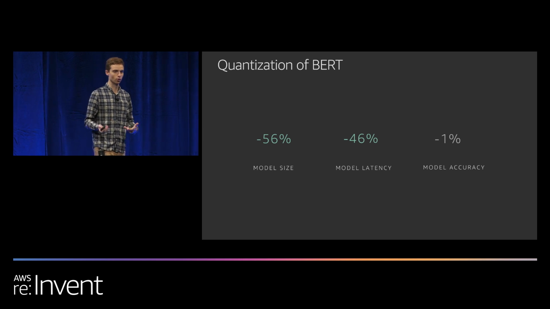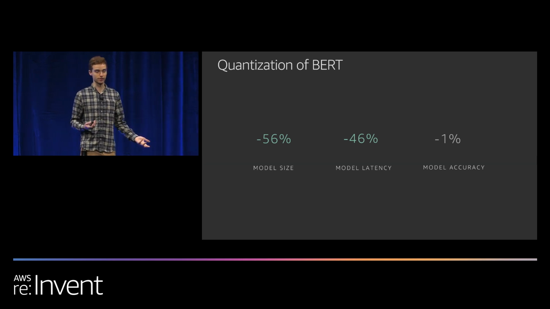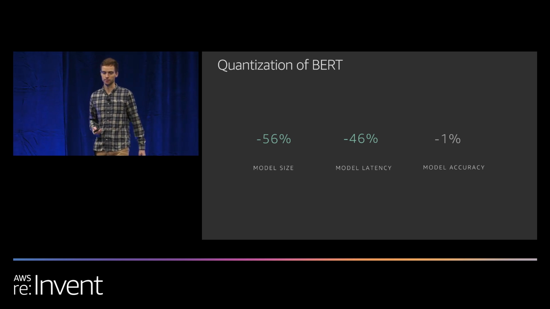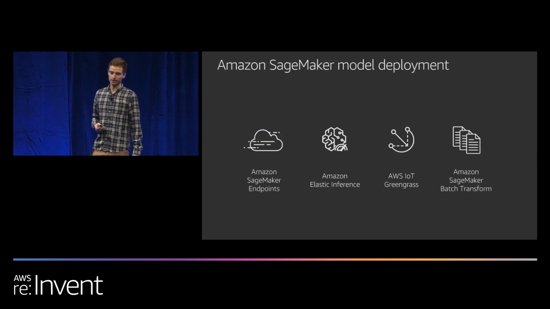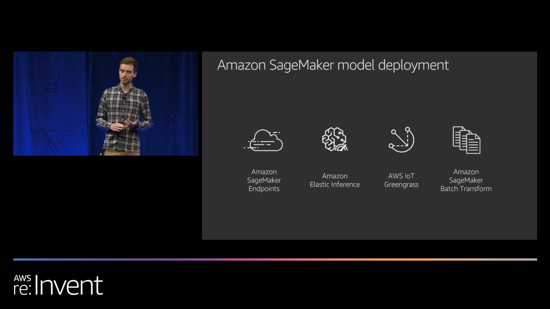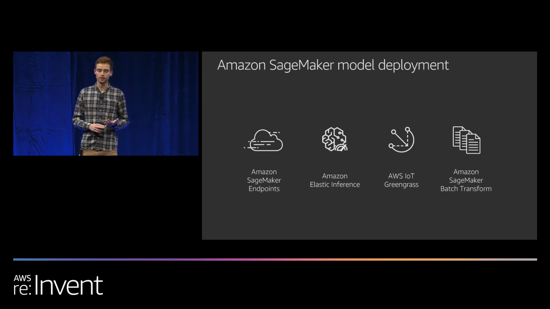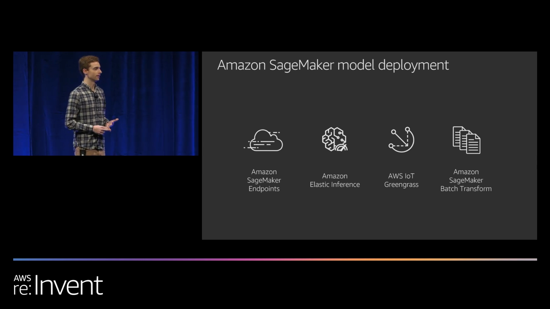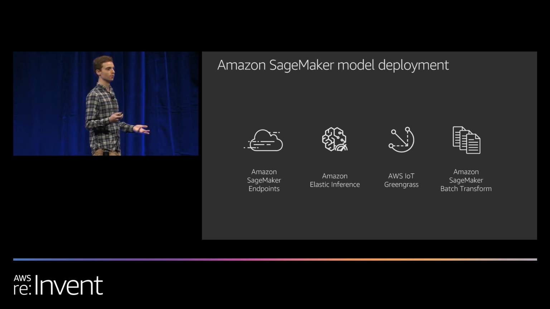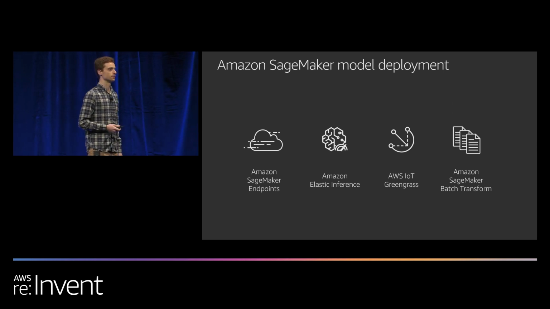And this helps you deploy a BERT model on different types of infrastructure that doesn't have the memory resources that you had on the GPU training device. And then there are some options from SageMaker to deploy to endpoints. You can use partial GPUs with elastic inference. You can deploy to edge with AWS IoT Greengrass. And if you want to apply batch transforms offline, you can use Amazon SageMaker Batch Transform.